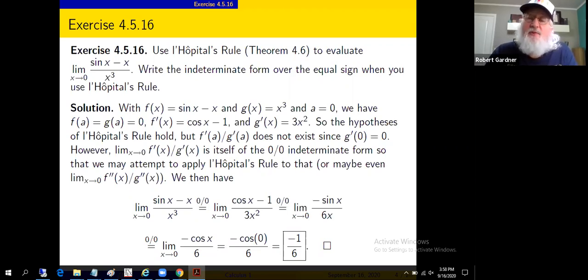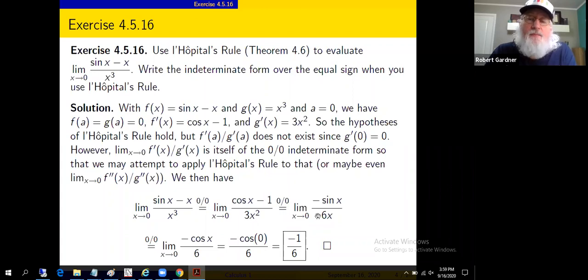In fact, pieces of it look familiar. I see a sine x over x somewhere in there. Well, let's apply L'Hopital's rule a third time. We did it 3 times, right. I see the indeterminate form over the equal sign every time we use L'Hopital's rule. So I can backtrack and see how many times we use L'Hopital's rule.